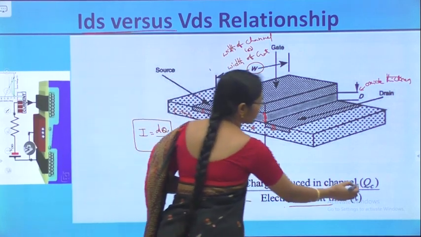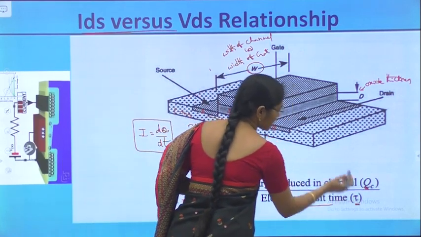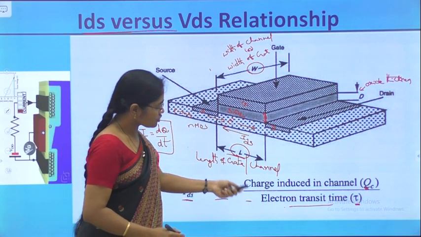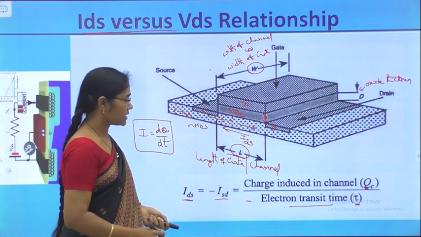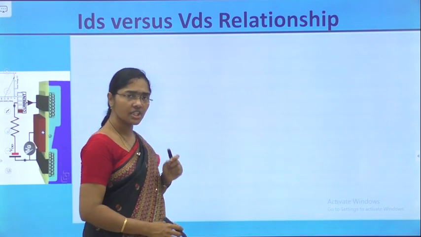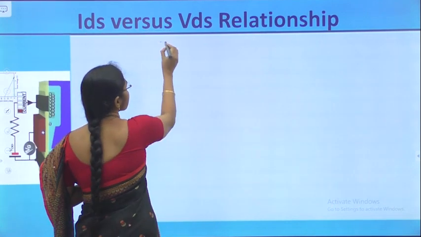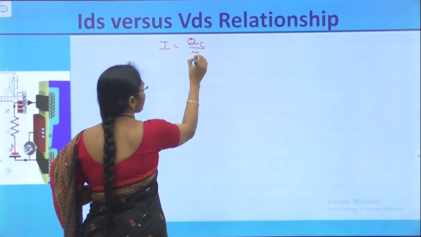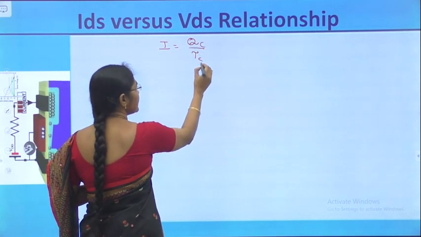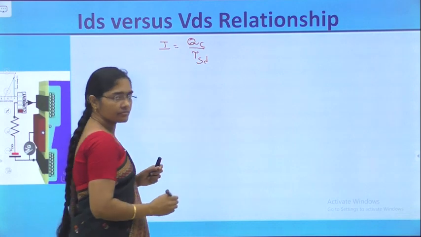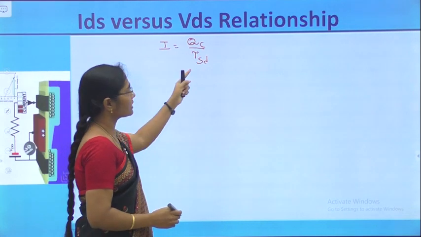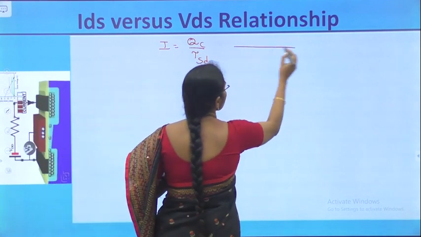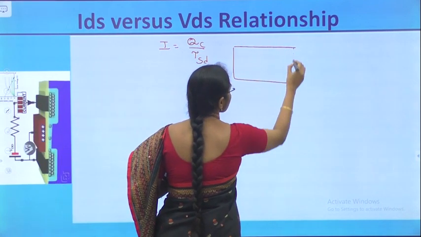So, these two represent the channel charge and the electron transit time, which is equal to tau. If we find these two, we can calculate the IDS equation. Here, since I is equal to the charge in the channel divided by tau, and it is represented as tau ST, because the electron is travelling from source to drain.